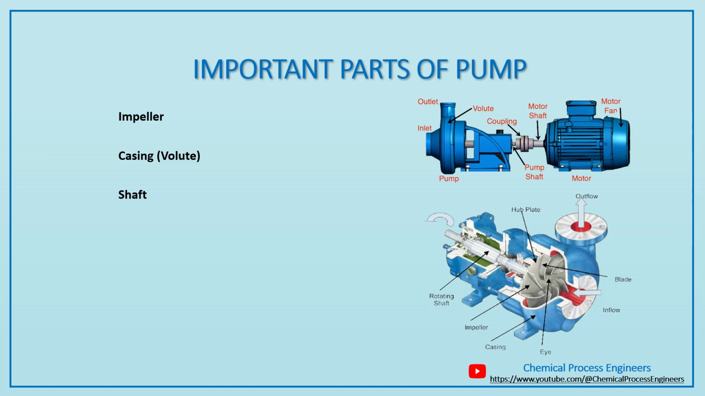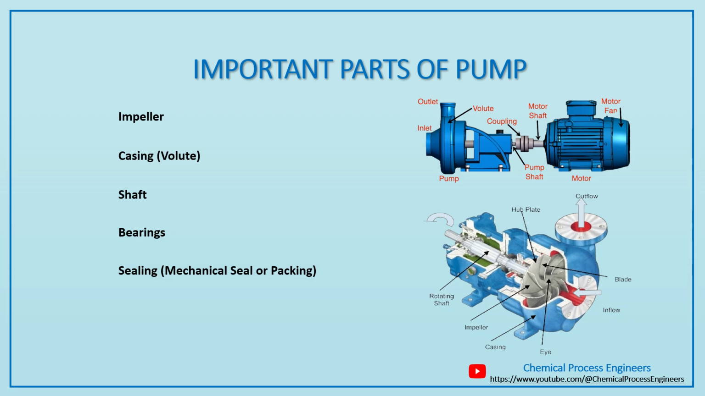Shaft is the central component that connects the driver like a motor to the impeller, transmitting torque and enabling the impeller to rotate. Bearings support the shaft and maintain its proper alignment with the casing. Sealing can be a mechanical seal or packing.